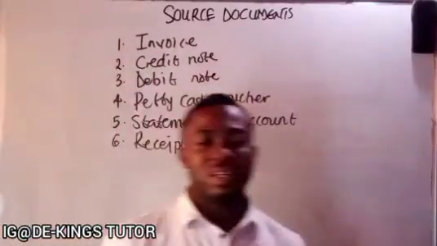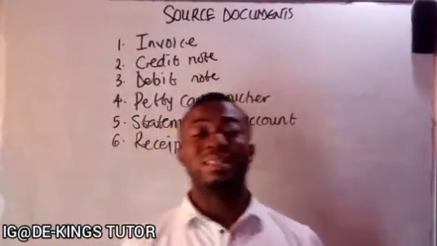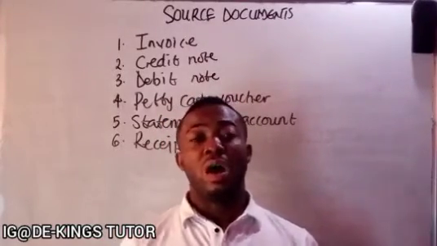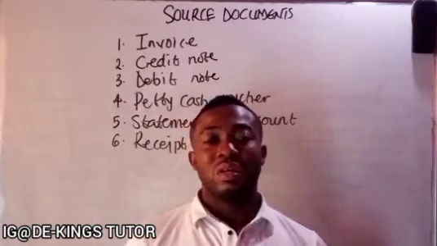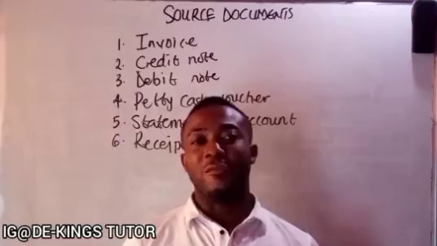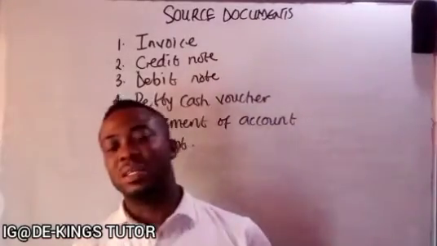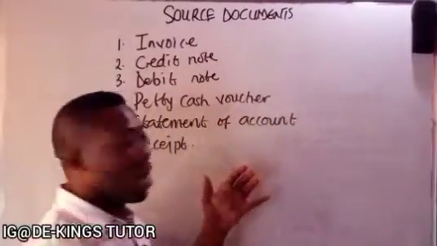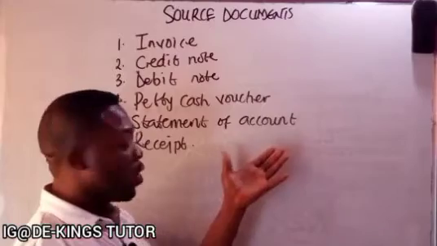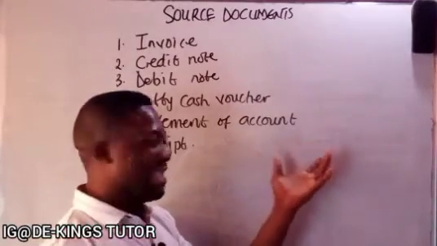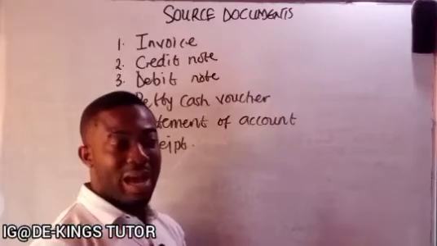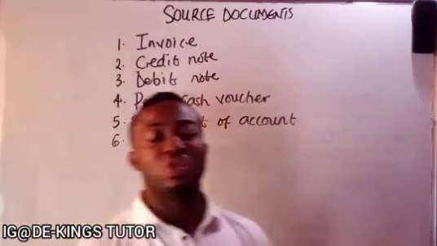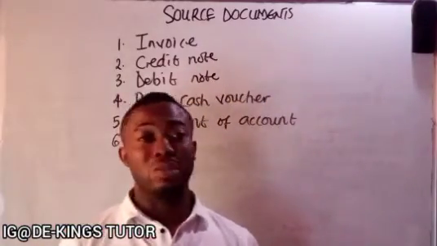Now, what is an invoice? The invoice is a document sent by the supplier to the buyer that shows full details of the goods that were sent. This covers the quantity of the goods, the price of the goods, the discount that might be given, and also the terms of payment. So the invoice shows the details of goods that were sent by the supplier to the buyer.